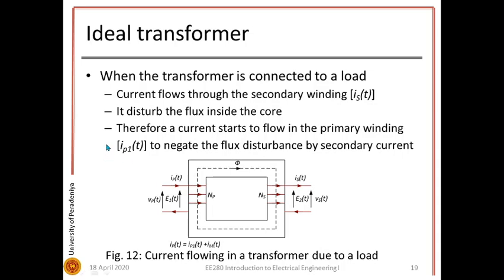So now there would be a current flowing through the primary winding to negate the flux generated by the secondary winding. The primary current would have two components. One is the magnetization current, Im, which sets the flux inside the machine, and there would be another component of current which negates the effect of the flux produced by the secondary current, which is Ip1. Therefore the total current of the primary is the addition of Ip1 plus Im.